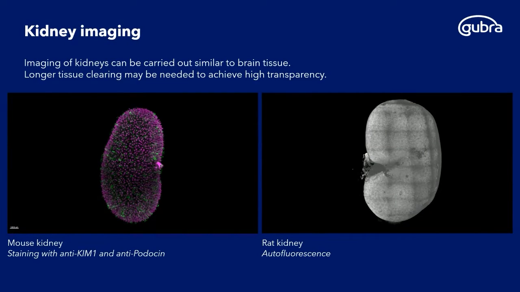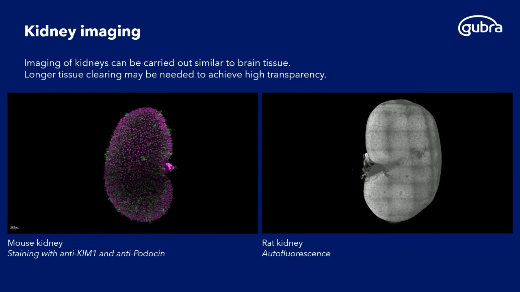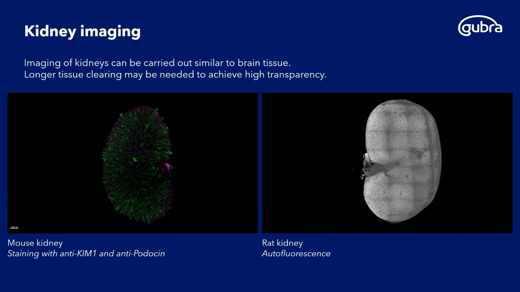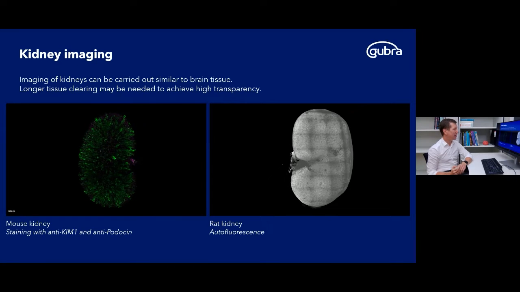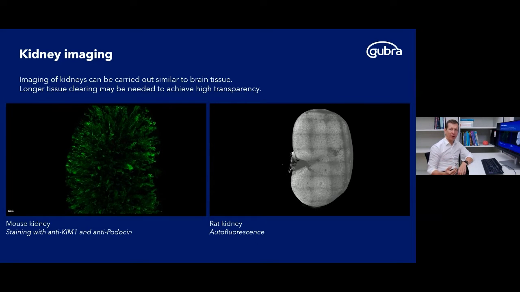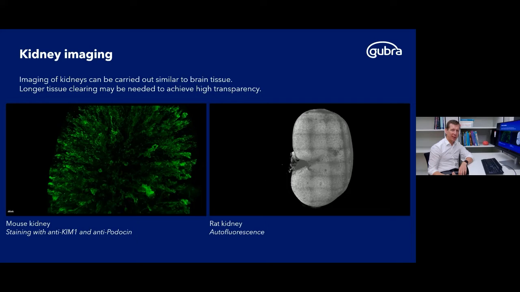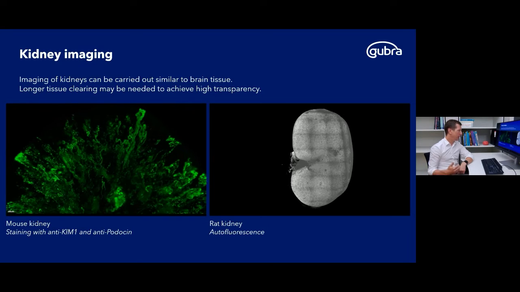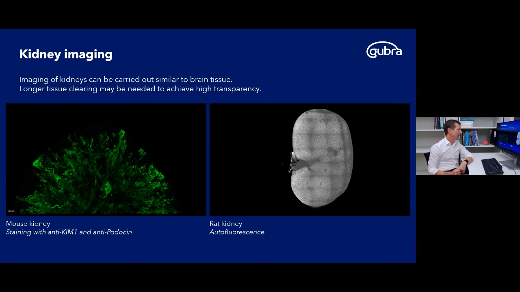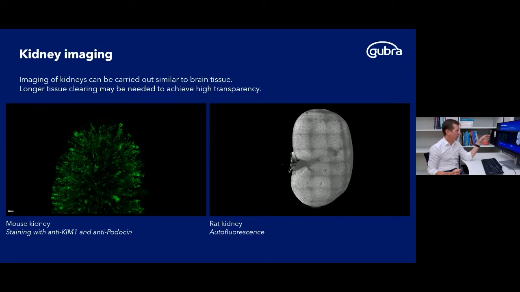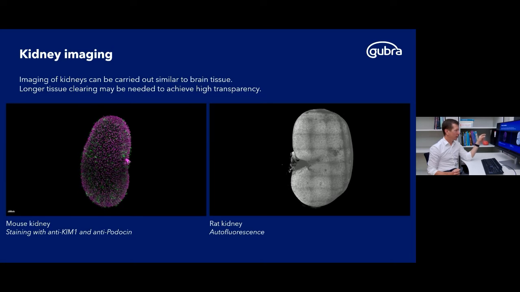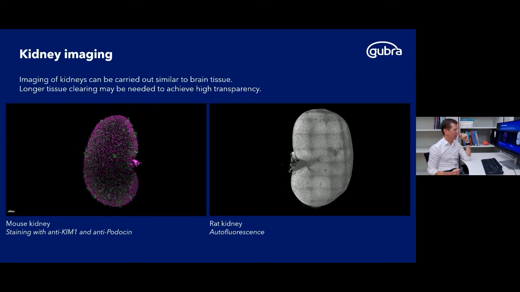So next, let's move on to kidney imaging, which is in essence relatively similar to brain imaging. Here on the left-hand side, you can see a mouse kidney stained for KIM1, which is an injury molecule upregulated by epithelial cells in the kidney tubules in a kidney injury mouse model. And in magenta, in the same animal that you can see in the same movie in a moment, you can see podocytes, so the glomeruli labeled as well.